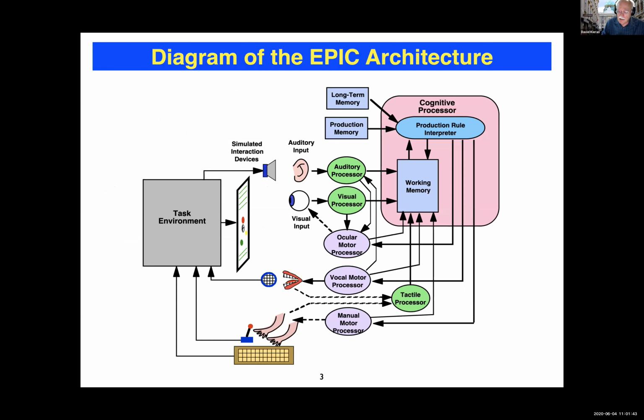Mandatory diagram of the architecture, but the key thing to point out here is that this has both perceptual processors and motor processors. These are explicitly represented. Each of these expands out to a pretty complicated beastie. In contrast, the cognitive processor has nothing in it but a production rule interpreter and a production rule working memory. Okay, more about all that later.